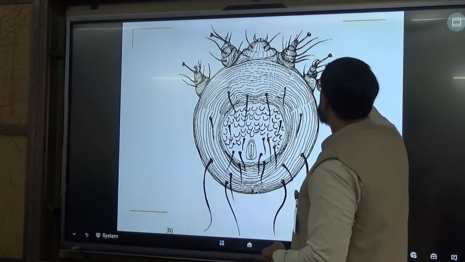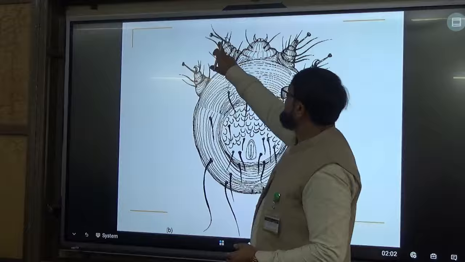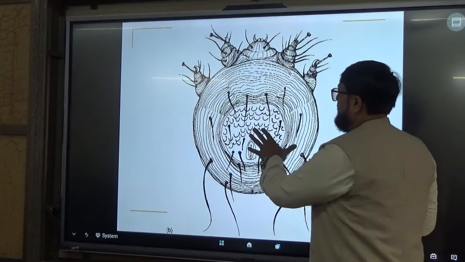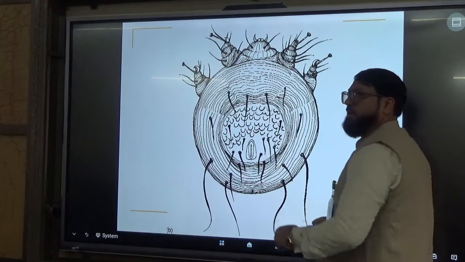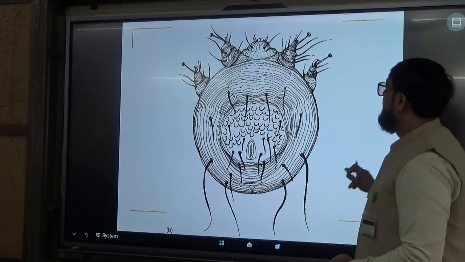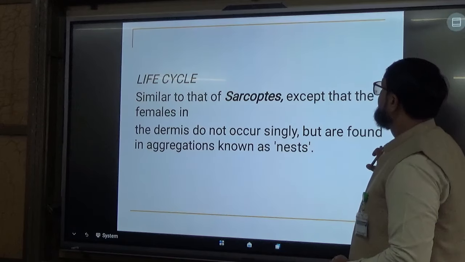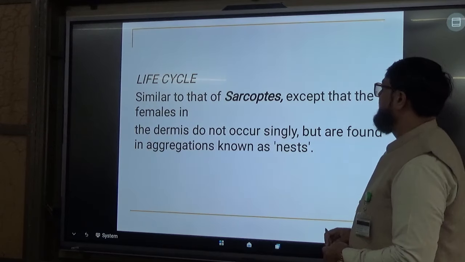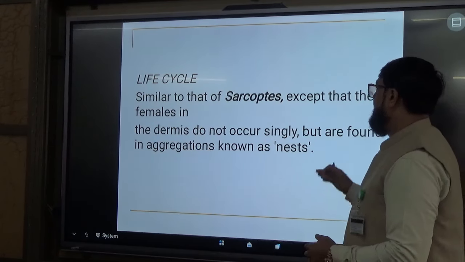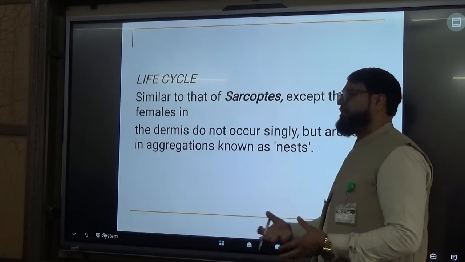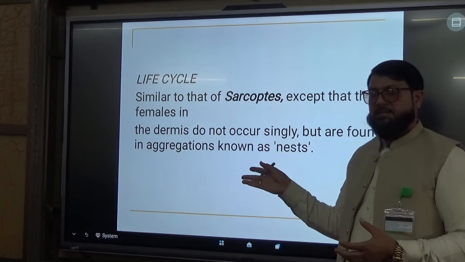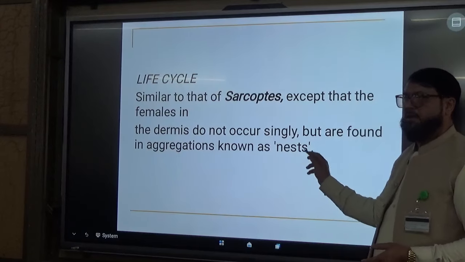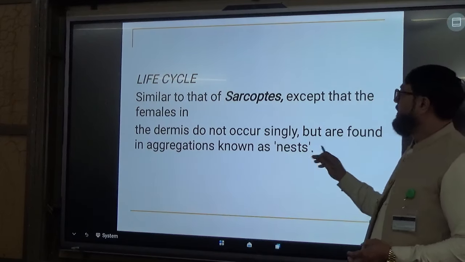Yeah, over here you can see the bell-shaped suckers are also prominent. And in a similar fashion, from the dorsal side, you cannot see the terminal two pair of legs. The life cycle is also similar, except that the females in the dermis do not occur singly. They are found in aggregations in cats. That is the only difference, and these aggregations are called the mite nests.